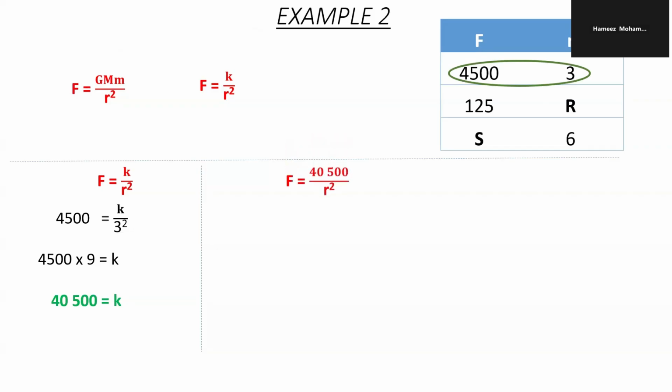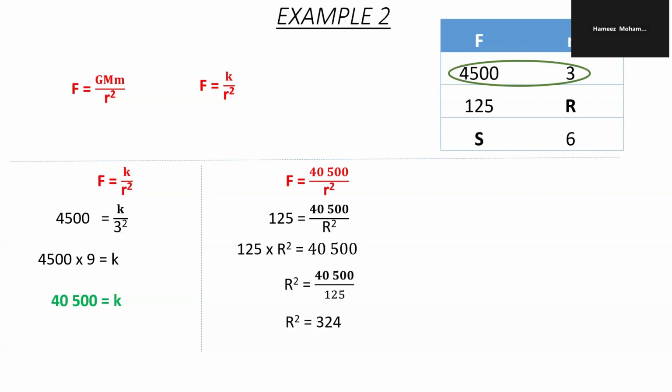So F is equal to 40,500, which we just worked out, over R squared. And in the second line, we know F is 125. So 125 is equal to 40,500 over R squared. And the R squared is dividing. When I carry it across, it will multiply. So 125 times R squared is equal to 40,500. If I want R squared, then I just divide, carry it across. So R squared works out to be 324. So what is R? R is the square root of 324, which is 18.